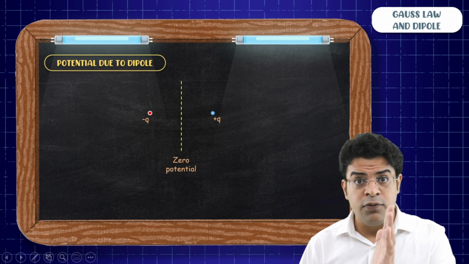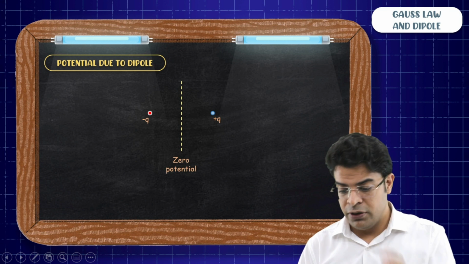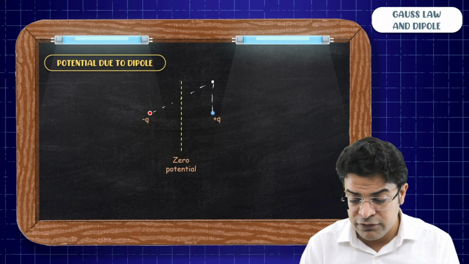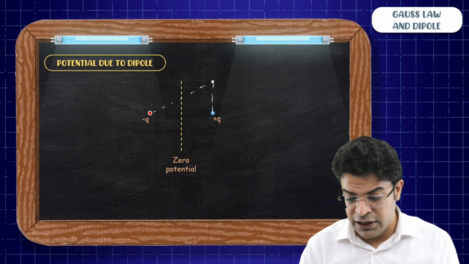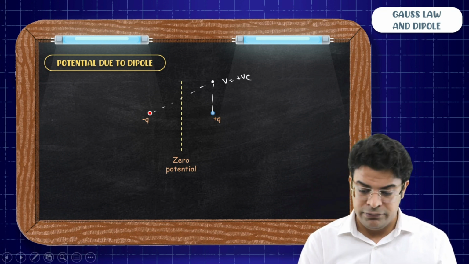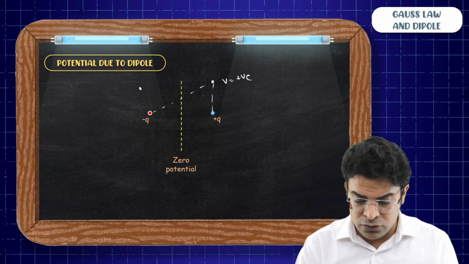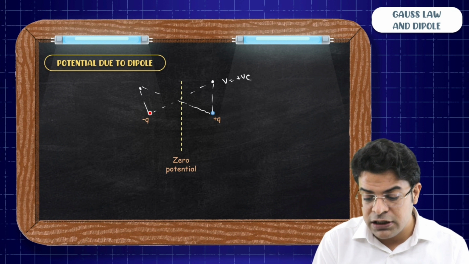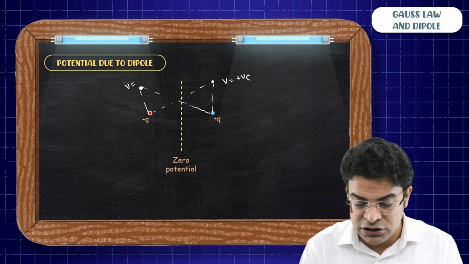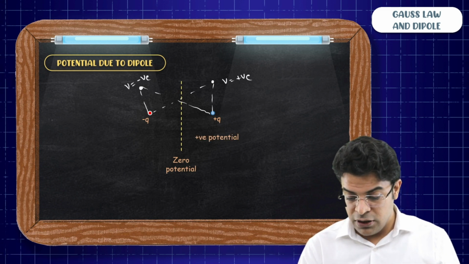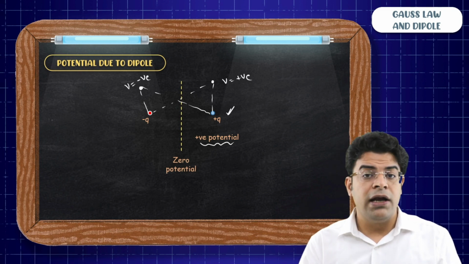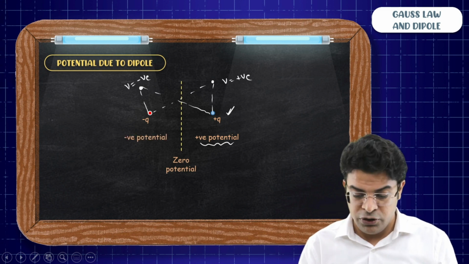For any point in front of the equatorial plane, all such points are closer to the positive charge and away from the negative charge. So at all such points, the potential will be positive. While all the points behind the equatorial plane will be closer to negative charge and away from positive charge. So here the magnitude of negative potential will be higher than the magnitude of positive potential. Hence the net potential at all such points will be negative. So at all the points in front of the equatorial plane, the potential will be positive, and all the points behind the equatorial plane, the potential will be negative.